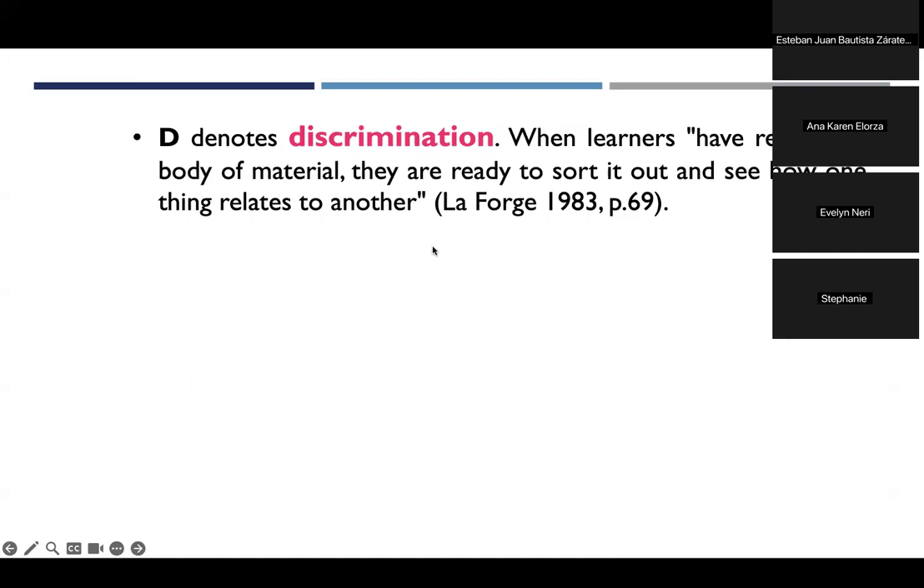D stands for discrimination. When learners have retained a body of material, they are ready to sort it out and see how one thing relates to another. Cognitively speaking, discrimination will be noticed when you introduce a new language topic, and then they may start questioning: well, teacher, it's quite similar to the previous topic we saw. Yes, it's quite similar, but now tell me, what's the difference?